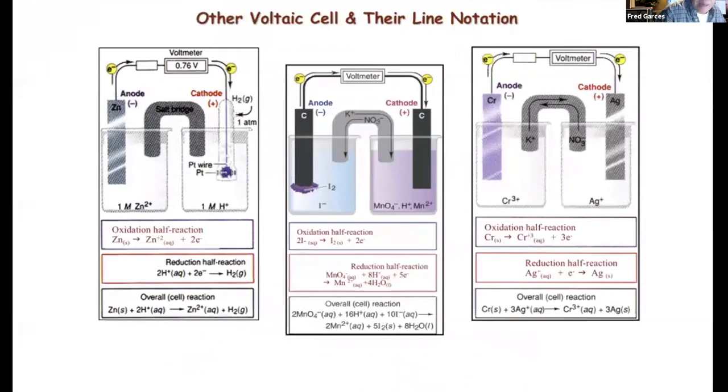Here are other examples. Here we have zinc, and I think the other chemical here is, no, this is what we already covered. Okay, this is what we already covered. This right here is the I minus going to I2. Notice that's the oxidation because it's going from negative to 0. And then the second reaction is MnO4 going to Mn plus 2.